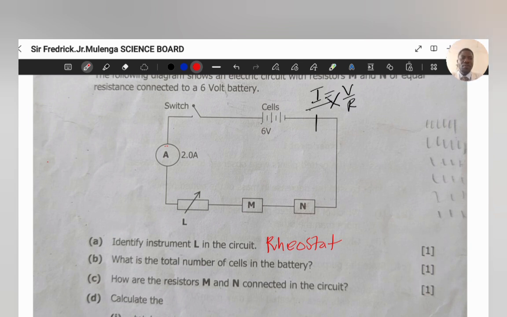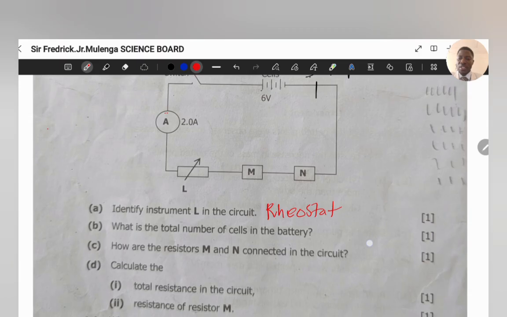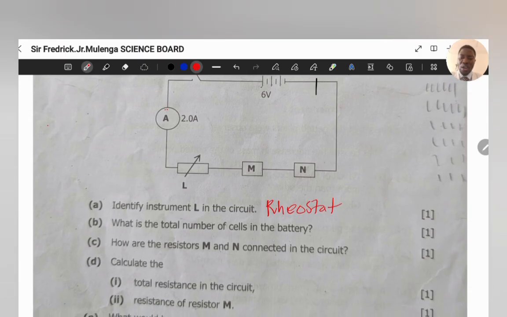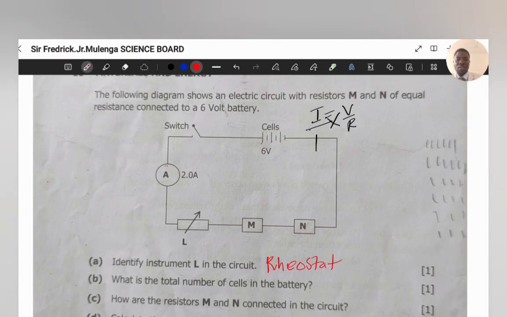All right, so we move on to the next question. What is the total number of cells in the battery? So there, how we count the total number of cells, you just count the longer one and the shorter one.